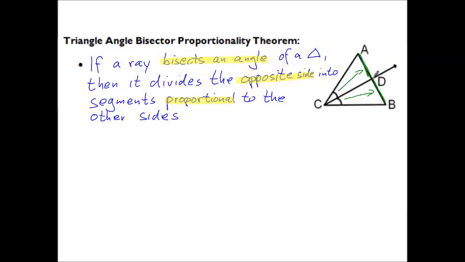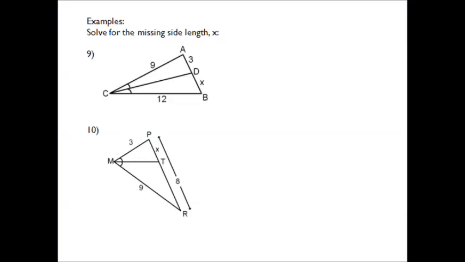Now please note those segments don't have to be the same size because the angle here does not have to be a right angle. But what definitely is going to happen is that AD to DB is going to be the same ratio as AC to BC. And on to some examples. And here you can see it better. You see that AB is not perpendicular to CD. Therefore, AD and DB don't have to be the same size.